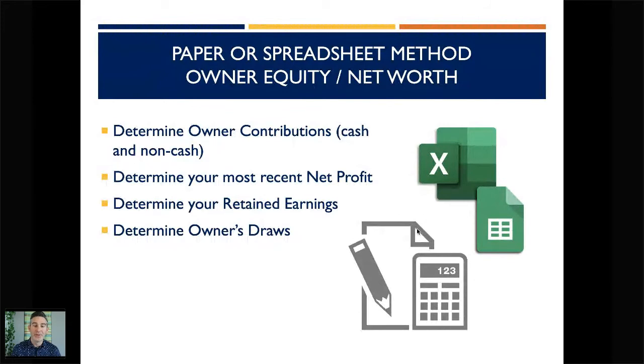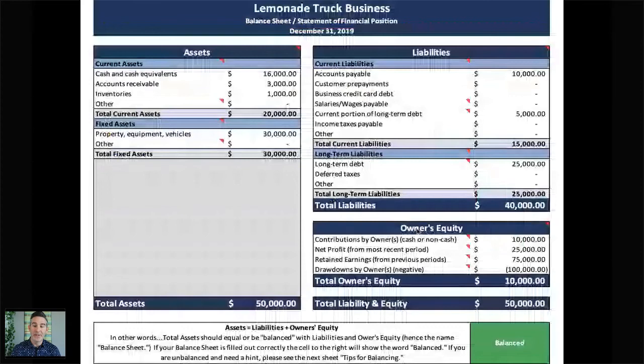And once you put that in, again, this is the same balance sheet. And this is the example that we used before. The owner contributed $10,000. They had a net profit most recently of $25,000, retained earnings of $75,000. They've drawn down $100,000, and that all adds up to $10,000. So in theory, those two sides should balance with each other. They should add up together.